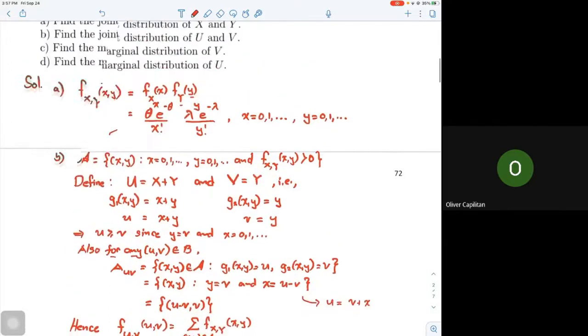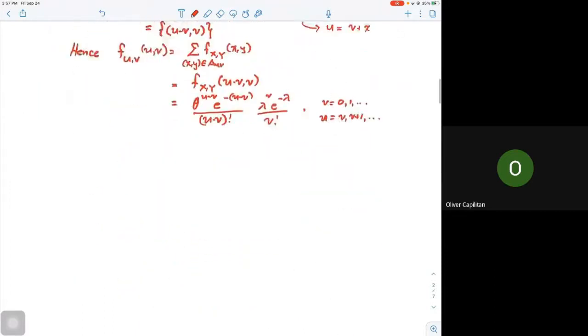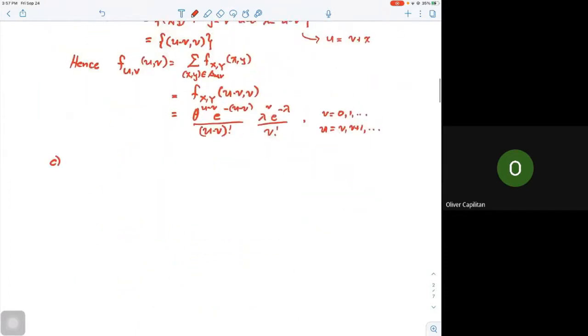What is the letter C problem? Find the marginal distribution of v. And for letter D, find the marginal distribution of u. So for letter C, the marginal distribution of v, since we know that v is equal to y, clearly v has a Poisson distribution with parameter lambda.